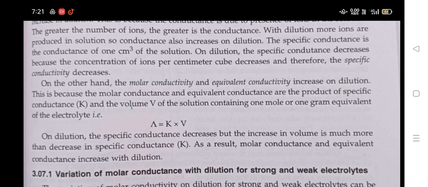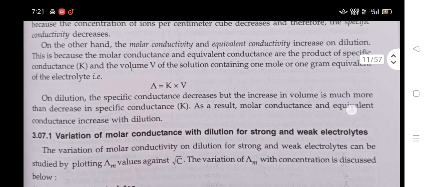This is because the molar conductance and equivalent conductance are the product of specific conductance and the volume V of the solution containing 1 mole or 1 gram equivalent of the electrolyte. On dilution, the specific conductance decreases, but the increase in volume is much more than the decrease in specific conductance. As a result, molar conductance and equivalent conductance increase with dilution.